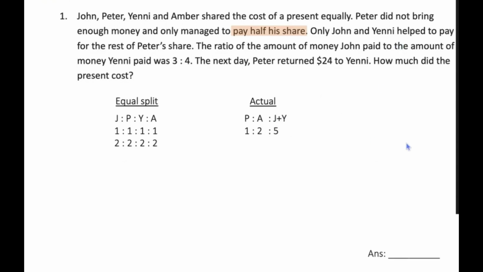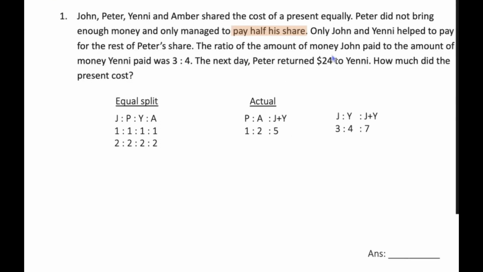Any question? If not, I move on. Okay, now, let's look at this. Next statement. It says that the amount of money John paid to the amount of units paid is 3:4. So let's record it down here, 3:4. And total, it is 7.